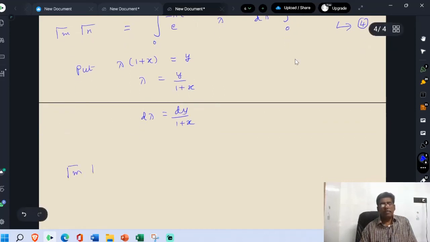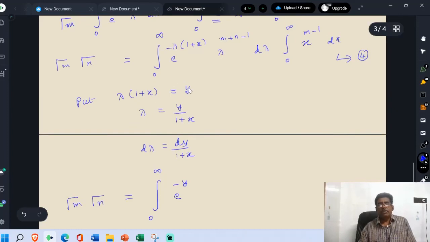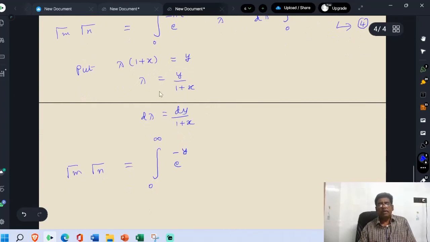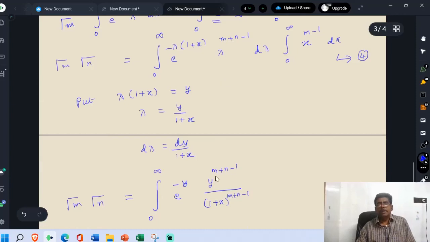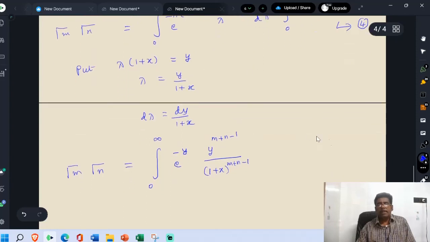Gamma of m, gamma of n, is equal to the integral, limit varying from 0 to infinity, of e power minus y, because lambda into 1 plus x is y. Then lambda power m plus n minus 1: instead of lambda, I have substituted y divided by 1 plus x. That means y power m plus n minus 1 divided by 1 plus x power m plus n minus 1. Then d lambda, whose value is dy divided by 1 plus x.